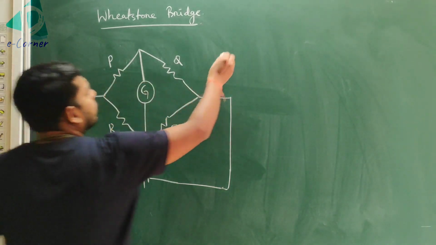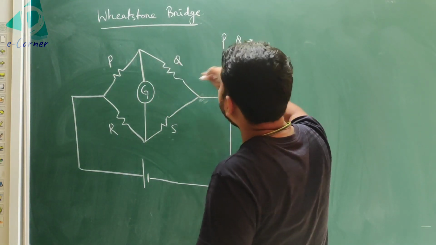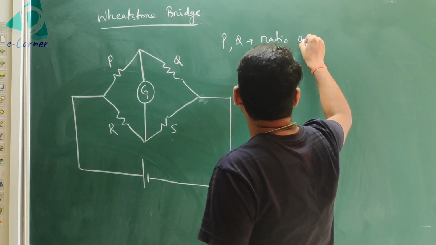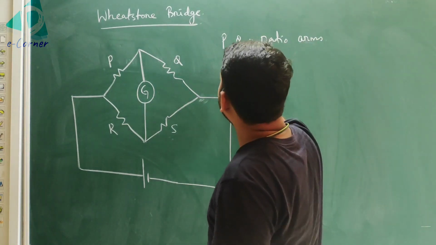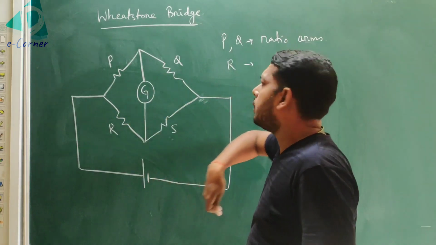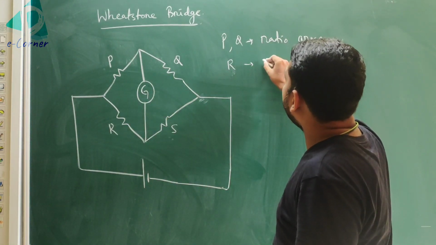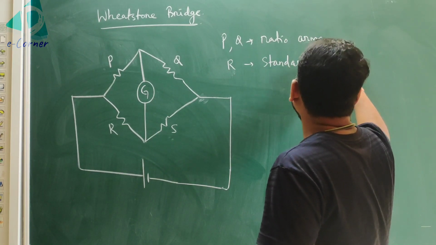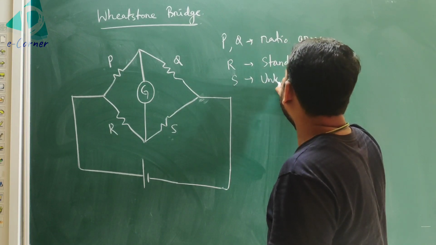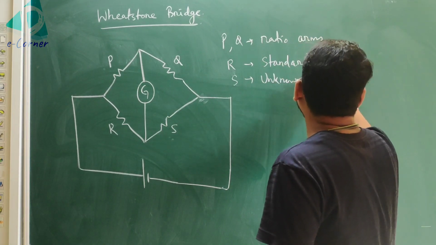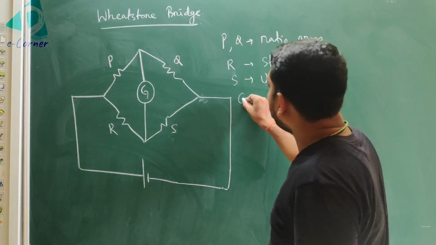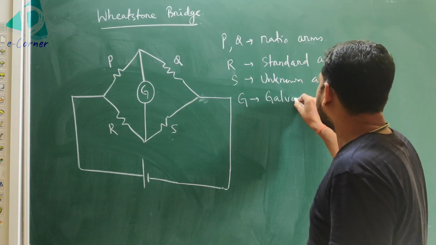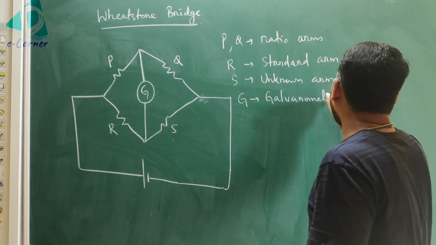P and Q are called the ratio arms. Whereas R, this arm, is called the standard resistance. And S is the unknown resistance. Okay, and here capital G is nothing but one device called a galvanometer.